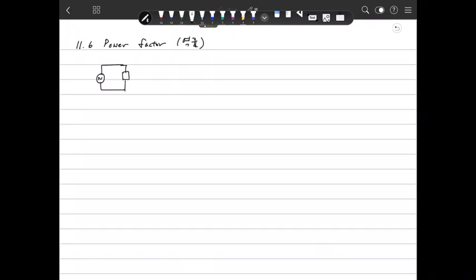We have some impedance. We call this V, this is I, the current. Say v(t) is Vm cosine(omega t plus theta V). Theta V is the phase angle of the voltage. And the current is Im cosine(omega t plus theta I). Theta I is the phase angle of the current. This is a very general form of an AC source.